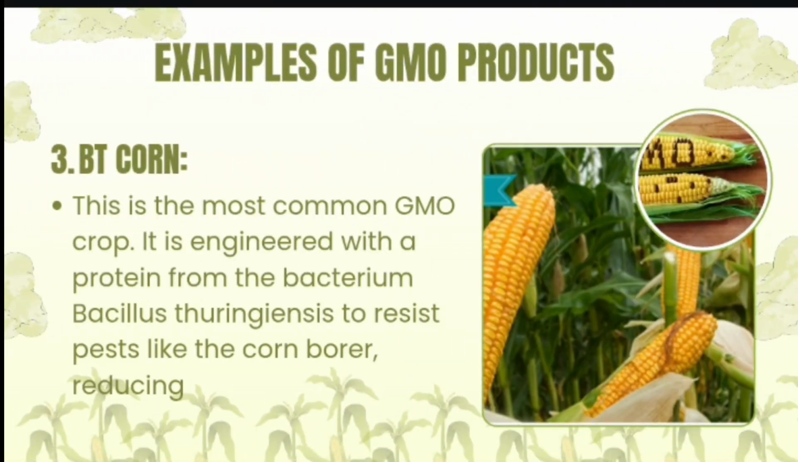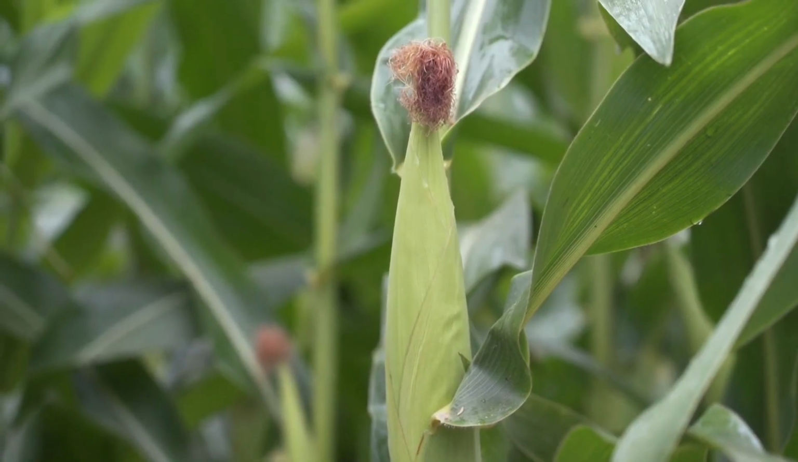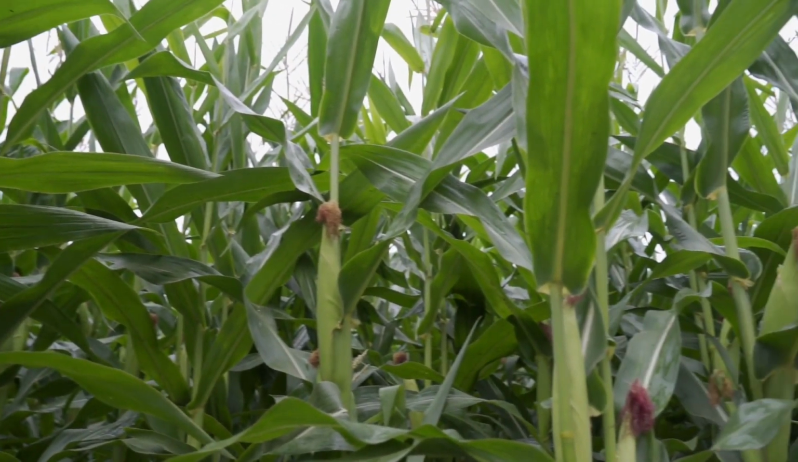Third example is Bt corn, which is probably the most common GMO crop we have here. It is called Bt corn because it contains a protein from a bacteria named Bacillus thuringiensis. This protein makes the corn resistant to pests like the corn borer. Because the pests don't eat it, farmers don't have to use as many chemical insecticides, which is good for the environment and cheaper for them.